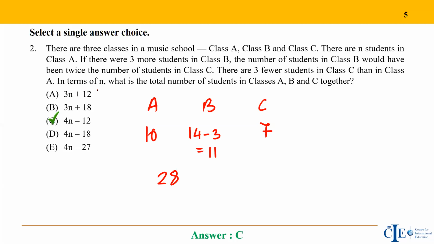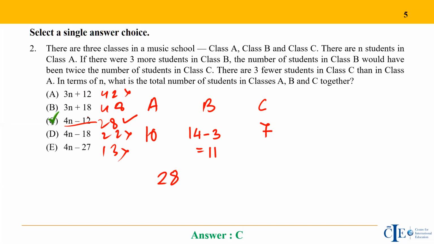This is 30 plus 12, 42. Of course not. This is 30 and 18, 48. No. This is 40 minus 12, 28. Yes. 40 minus 18, right, which is 22. No. And 40 minus 27, which is 30. So we see this is the answer here, right?